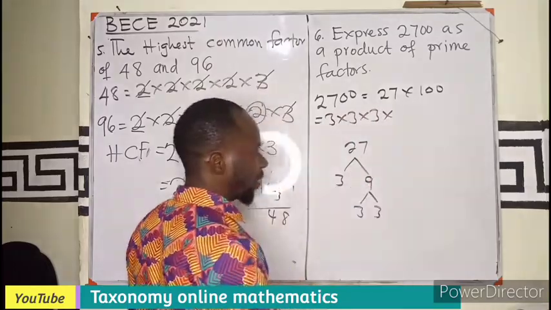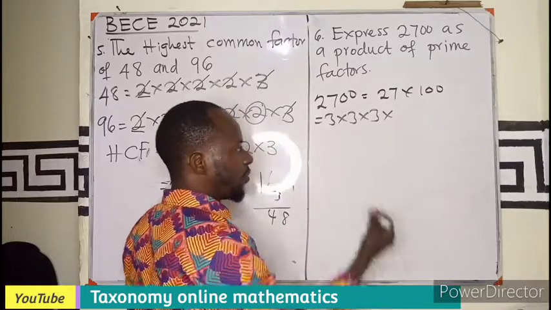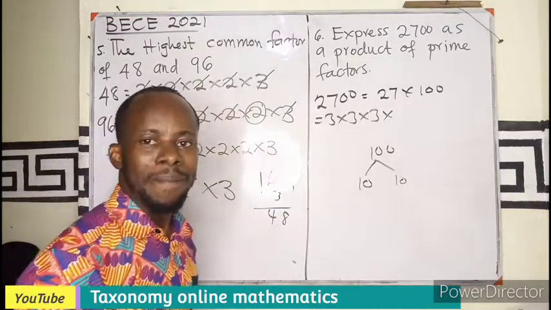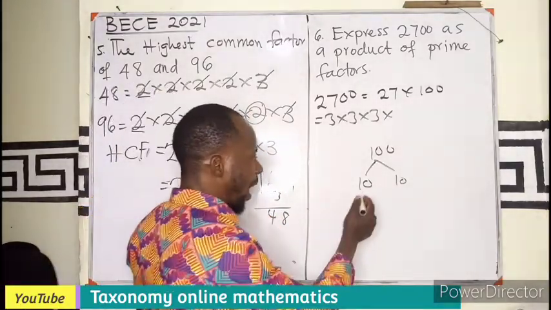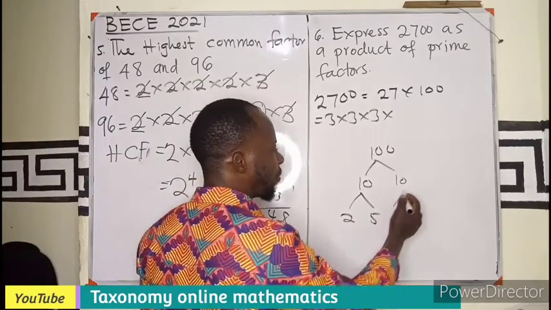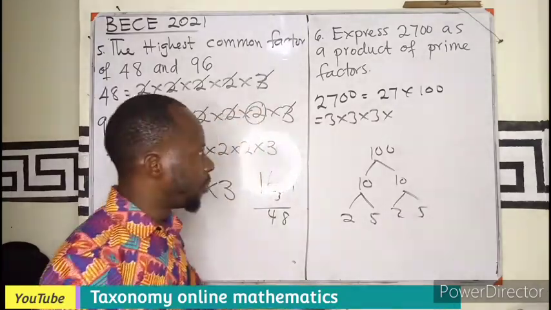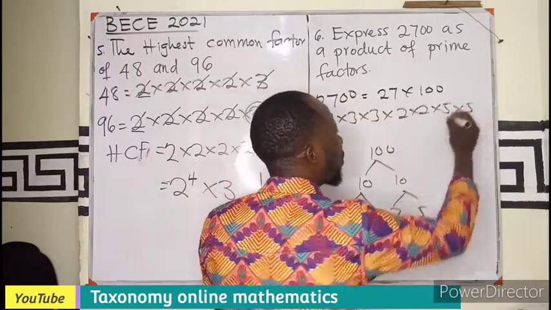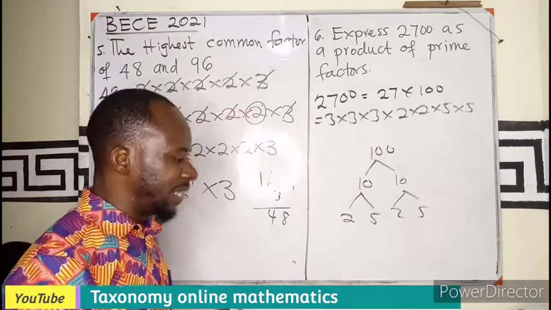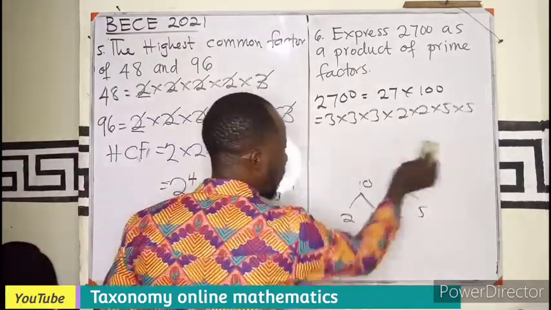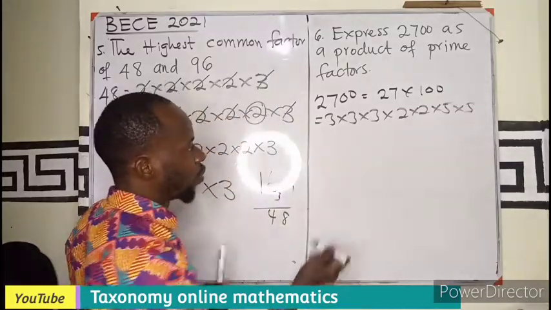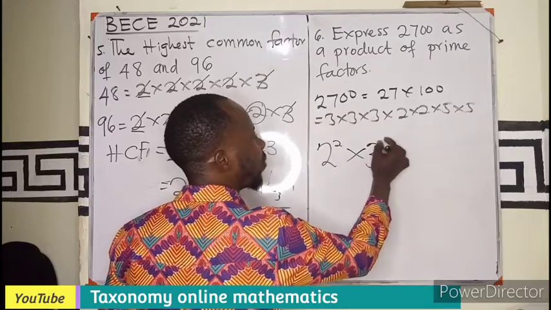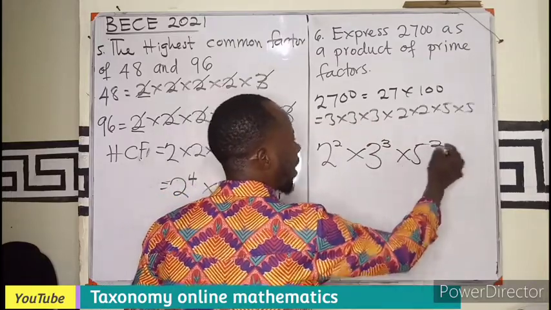Then I will take my 100. If you take 100, you know the leg will be 10 times 10. And 10 times 10 gives me 100. So I break this further to be 2, 5, 2, what? 5. Meaning this is going to be 2 times 2 times 5 times 5. But we want to arrange in ascending order. So in ascending order, I am going to have 2 exponent 2, 3 exponent 3, 5 exponent 2.